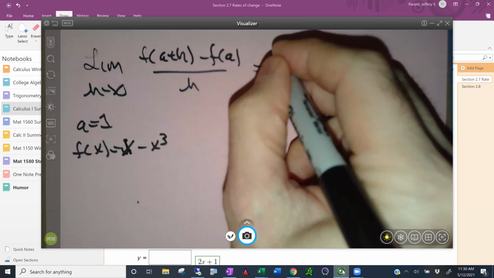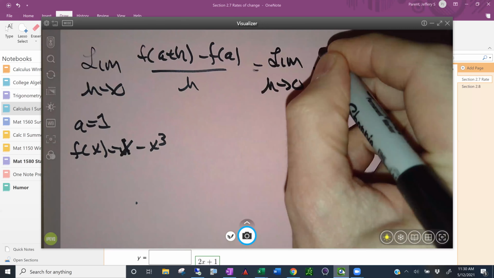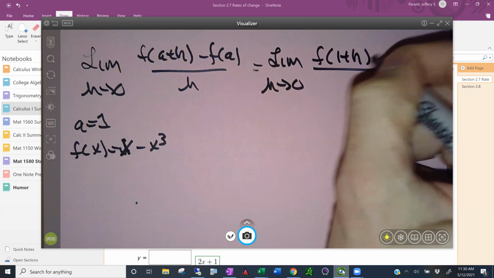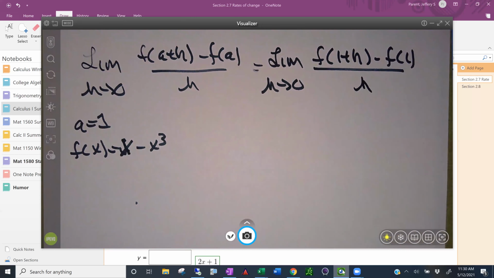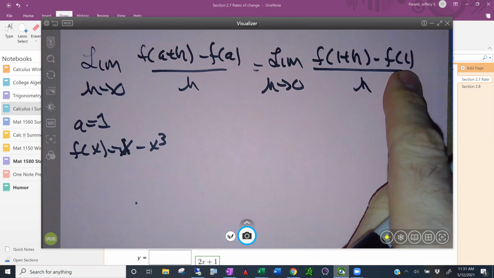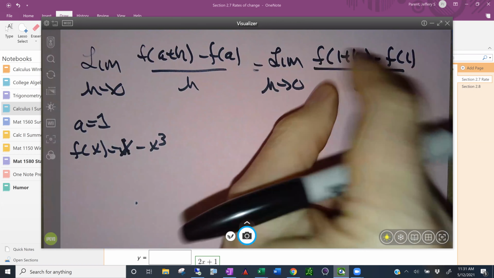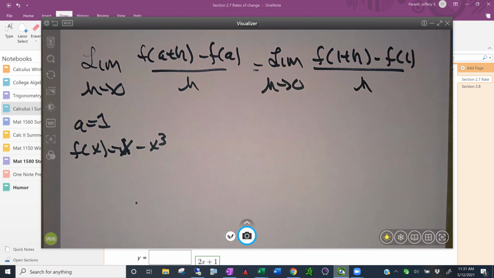That's going to be the limit as h approaches 0 of f of 1 plus h minus f of 1 divided by h. So what you're doing here is what I did earlier. You're looking at your point, f of 1, that's where you want to find the slope of the tangent line, and you're looking at a point really close to that, and you're letting that interval get small. You're finding the slope of the tangent line by finding the limit of the slope of the secant line.